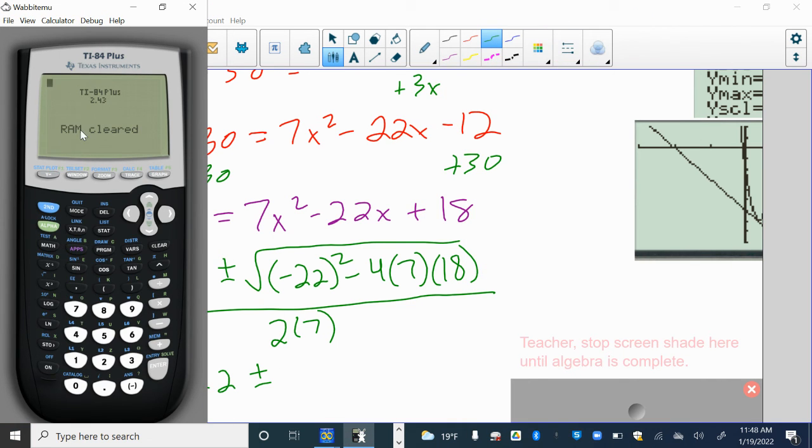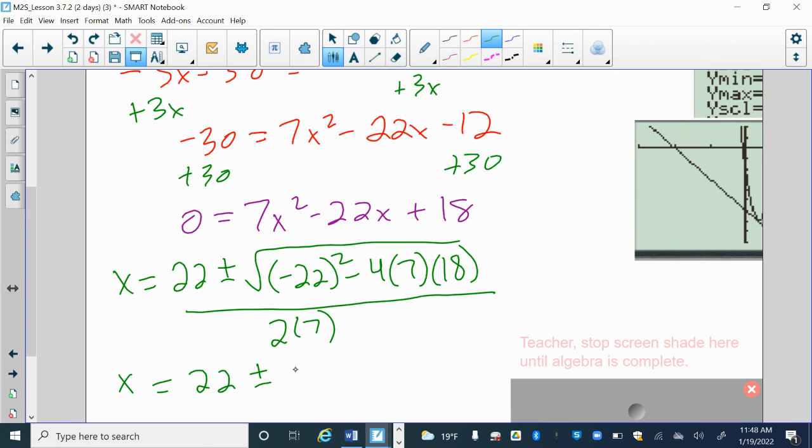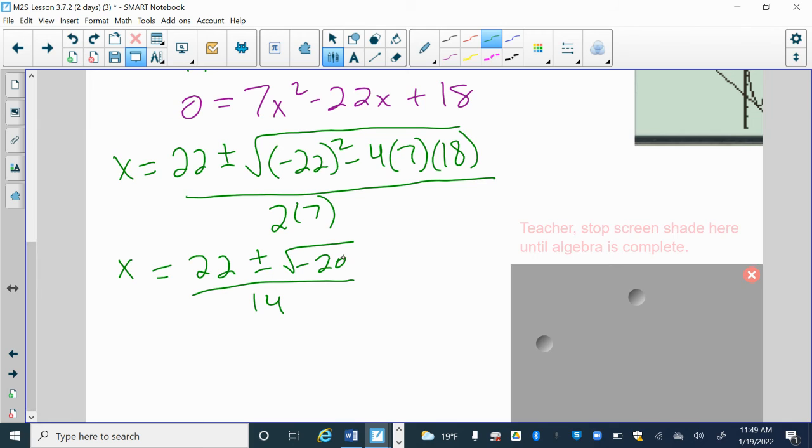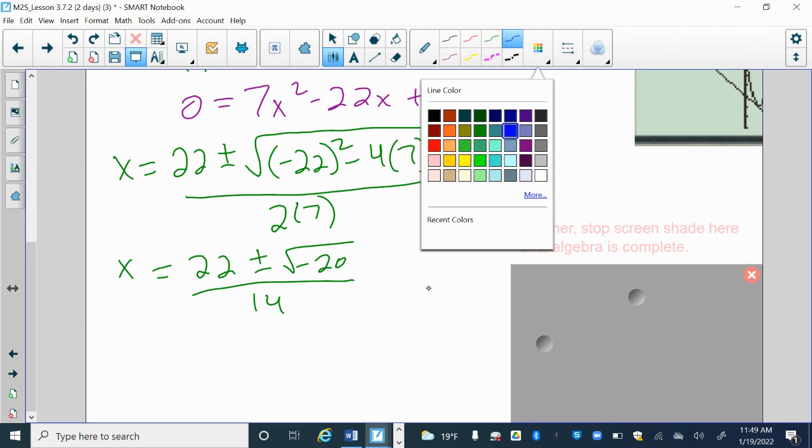So inside our square root, we have 22 squared. I didn't put the negative because we know that's going to make it positive. Minus 4 times 7 times 18. Negative 20, over 14. Well, if we were getting an exact answer here, we could simplify this. Square root of negative 20, so it's probably good practice.